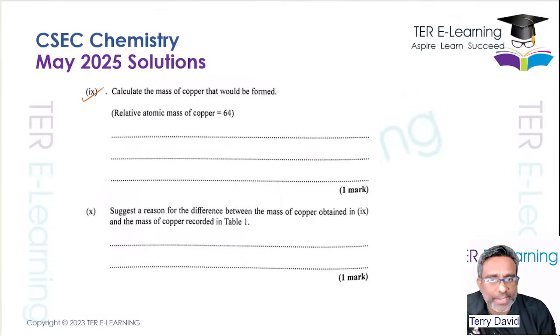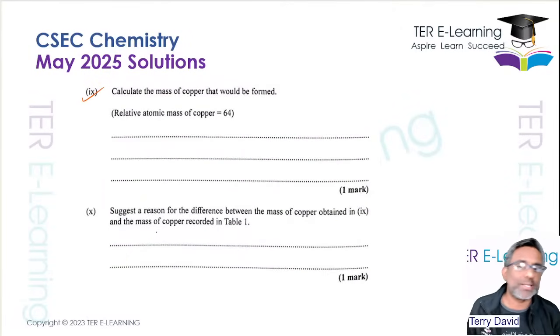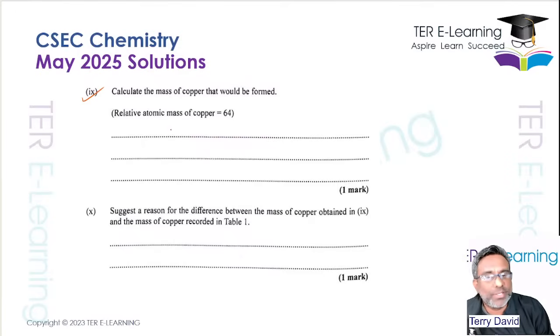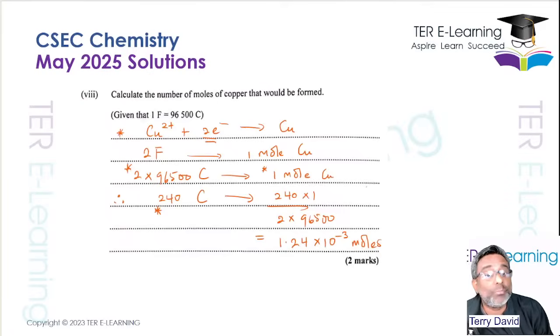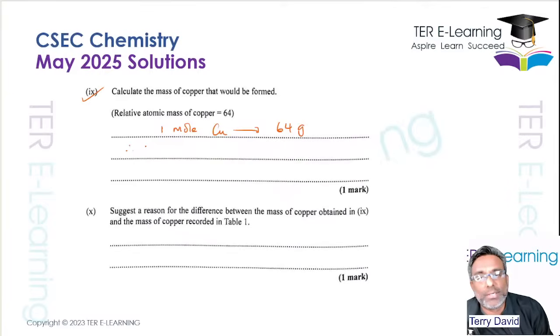This next part here, we want to calculate the mass of copper that is formed. So they gave us the relative atomic mass here. So 1 mole copper has a mass of 64 grams. So we're going to take the answer we just got, which is 1.24 by 10 to the minus 3.